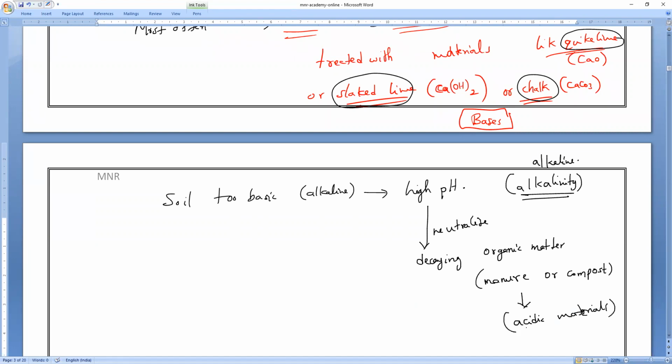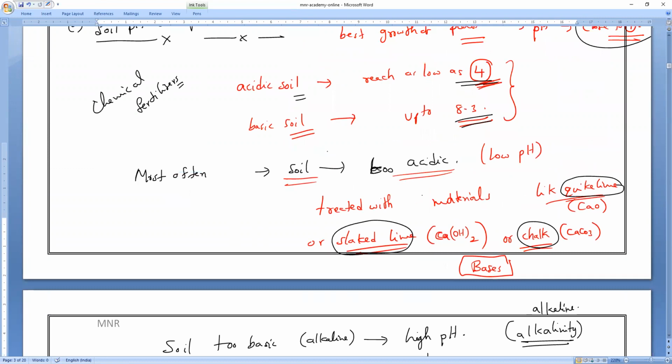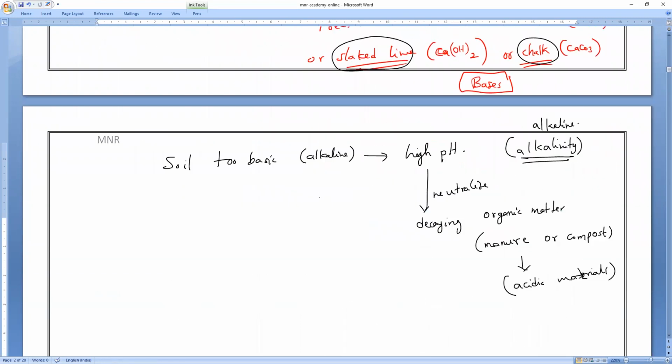So when the land is too acidic, we have to treat it with substances like quicklime, slaked lime, and chalk. When the land is too basic, we have to treat it with organic matter, which is known as what, guys? We have to add the manure or compost. That is what you have to remember.